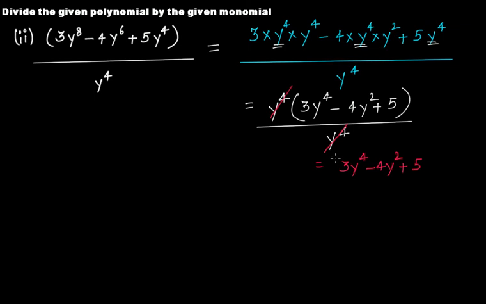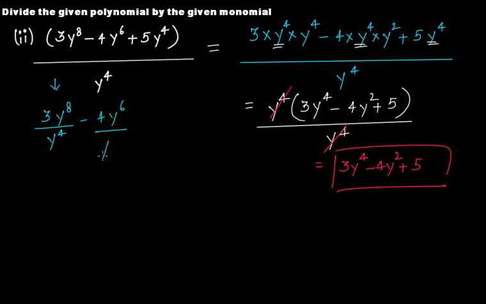Now you can solve this by another method, that is separate the numerator and the denominator. So this is 3y raised to the power of 8 divided by y raised to the power of 4 minus 4y raised to the power of 6 divided by y raised to the power of 4 plus 5y raised to the power of 4 divided by y raised to the power of 4.